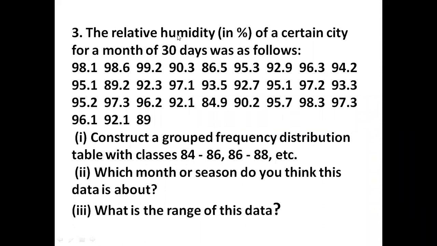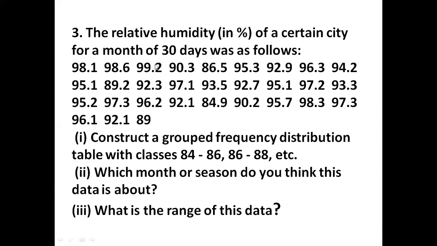The relative humidity in percent of a certain city for a month of 30 days was given as follows. So this is the data which we are given. We are told to construct a group frequency distribution table with classes 84 to 86, 86 to 88. Here if you see the class intervals, we have to start from 84 and we will see where we have to stop it at 99.2.